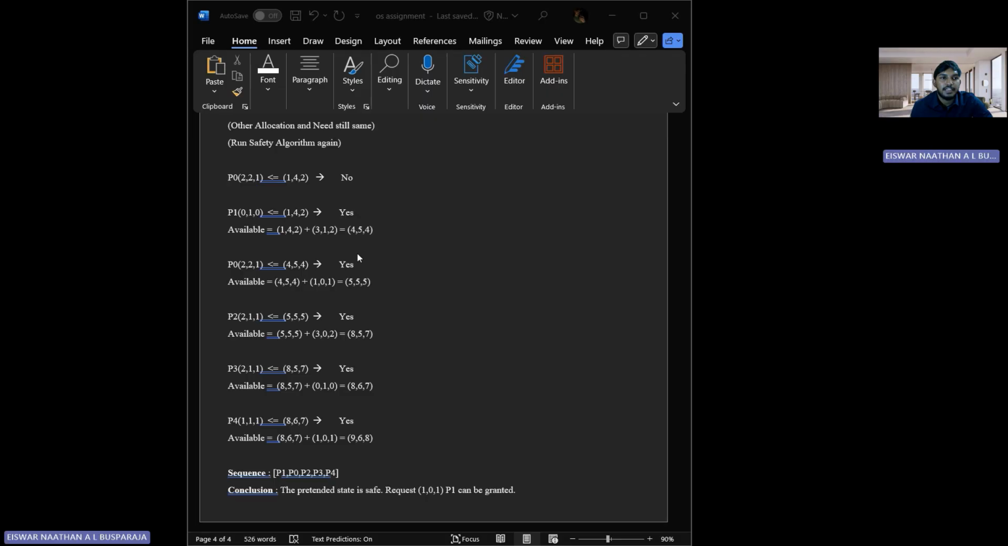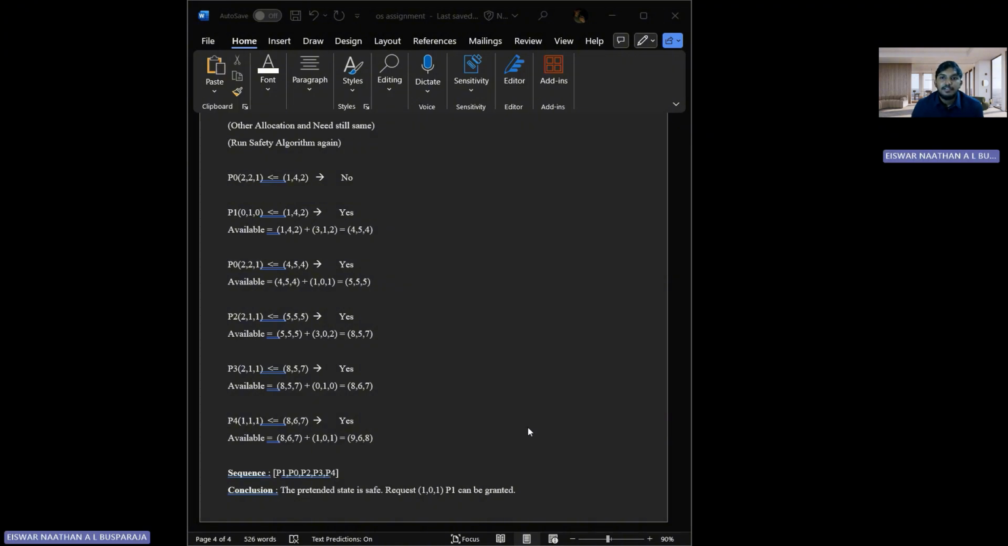The second time, P0 is yes, and the following ones are yes. So the sequence is P1 first, and then P0, P2, P3, P4. In conclusion, the pretended state is safe, so request 1, 0, 1 from P1 can be granted. That means process 1 can be granted.